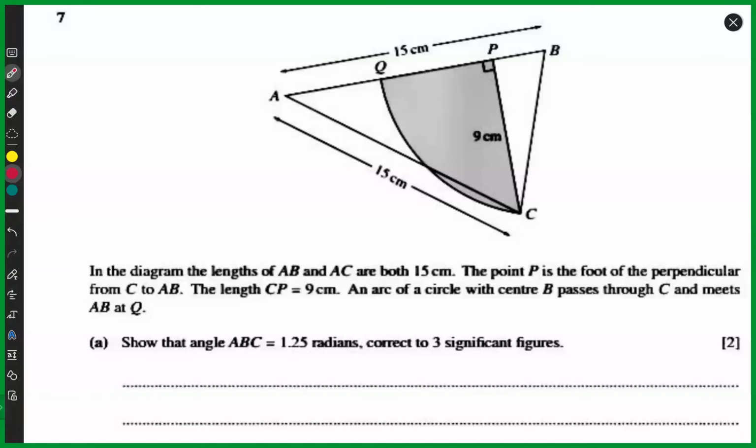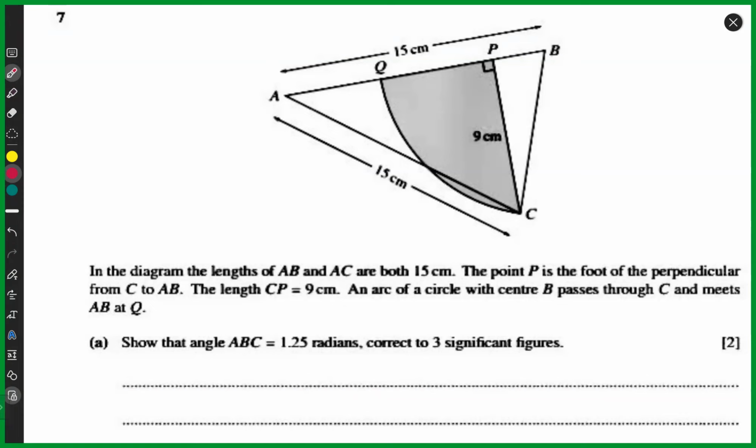Okay, another question that's very, very logical. Let's see. It says in the diagram, the lengths of AB and AC are both 15 centimeters. Okay, AB and AC are both 15 centimeters. That's given.